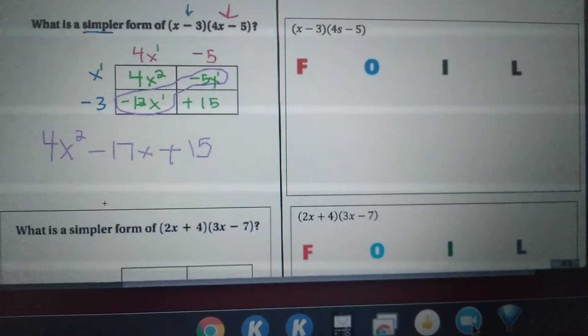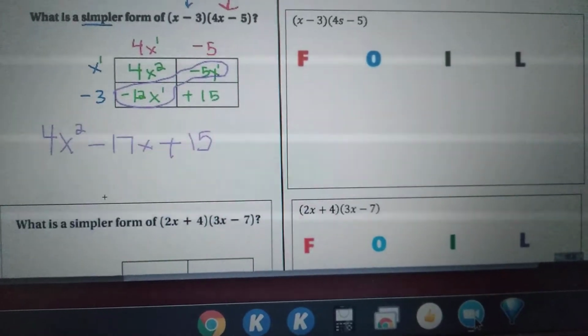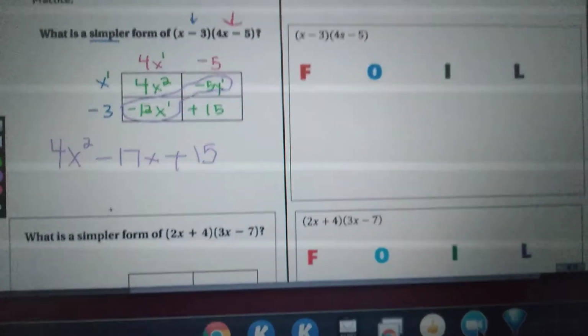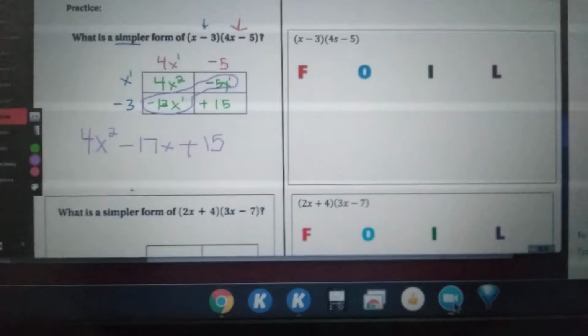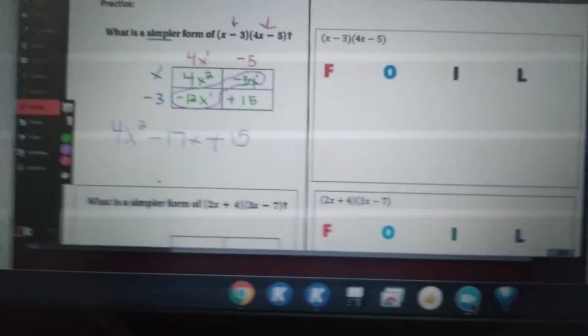Everybody comprende? Anyone confused? Can I move on? Yes? Goody. Let's try another one.